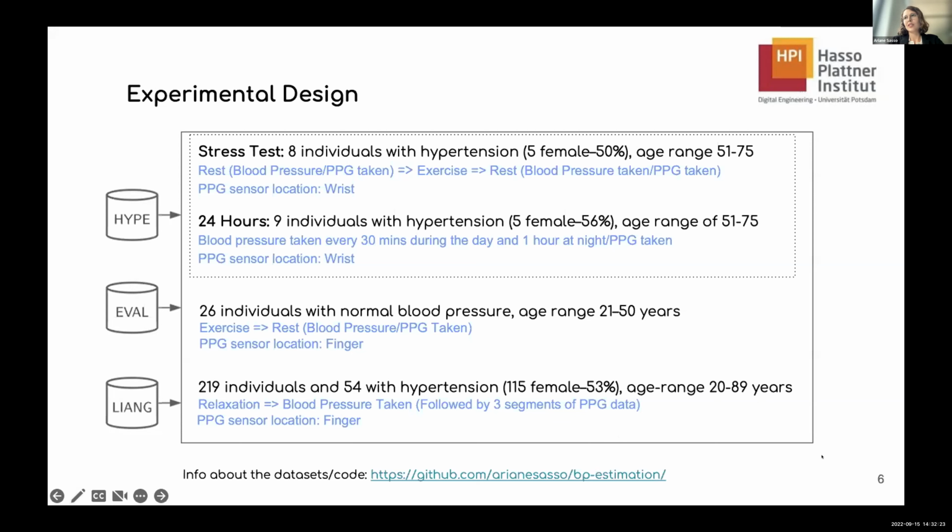We started actually with the hypothesis that we wanted to measure blood pressure in daily life, and not just in individuals with normal blood pressure, but also with hypertension. That's why we collected the HYPE data set, and then we used two other data sets with different types of individuals to validate our models.